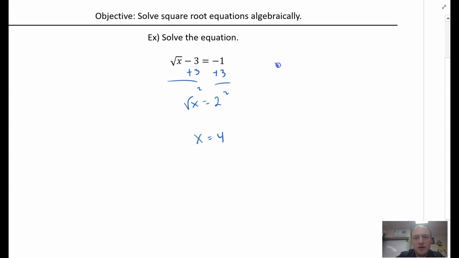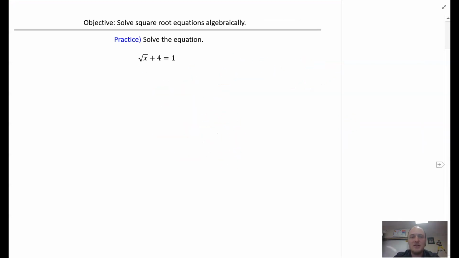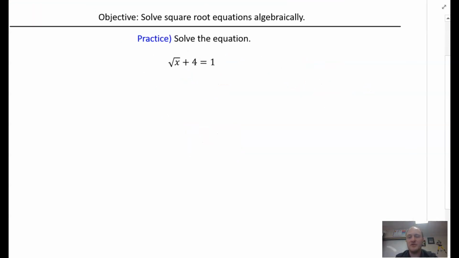If I plug in 4, I get the square root of 4 minus 3. Is this equal to negative 1? Well, that's 2 minus 3, which is negative 1. Yes. Okay. So we're good. All right. So here is a practice problem. Go ahead, pause the video, try this one.